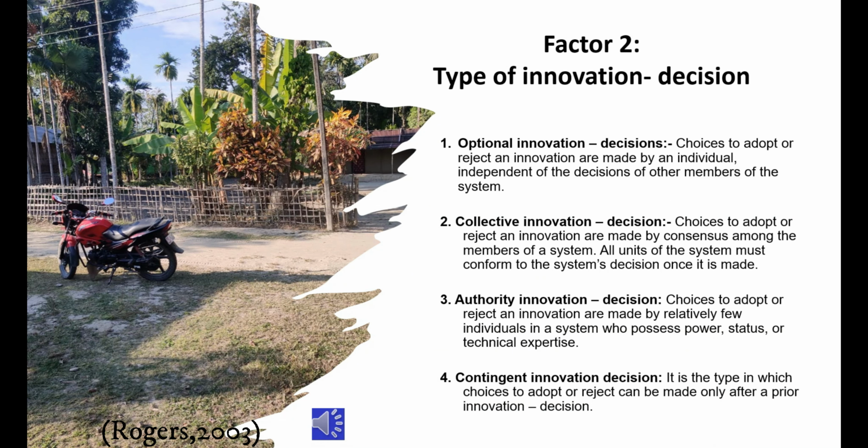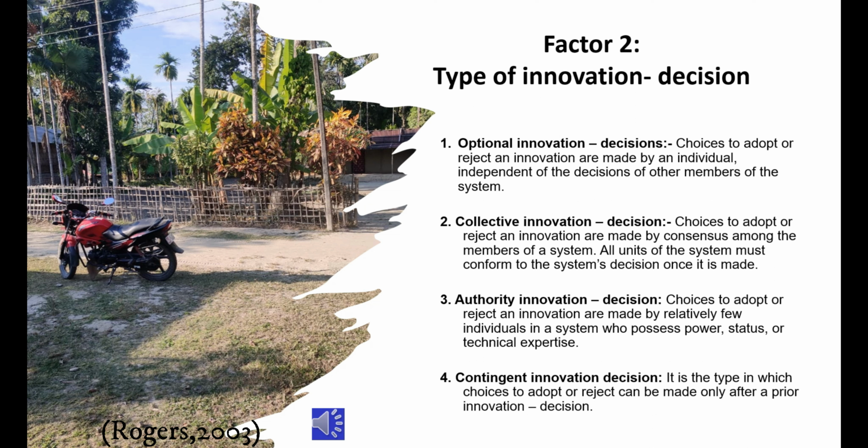Factor 2. Type of innovation decision. There are 4 types of innovation decision. Number 1. Optional innovation decision. Here, choices to adopt or reject an innovation are made by an individual independent of the decisions of other members of the system. Basically everyone in the social system is free to decide for themselves.